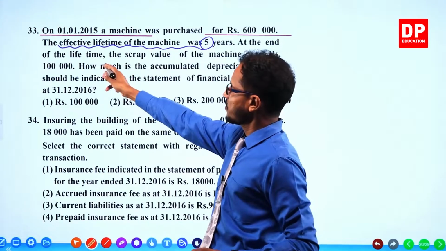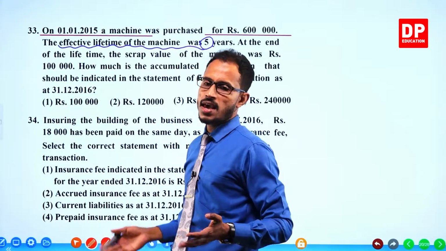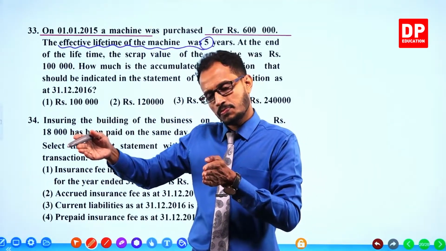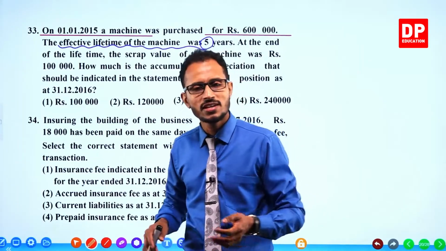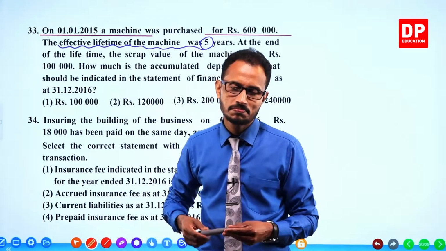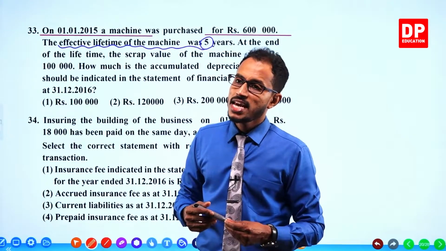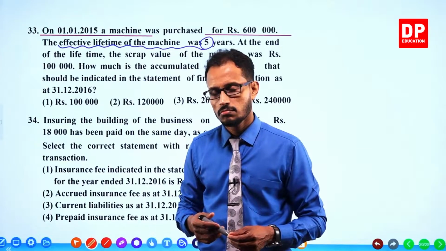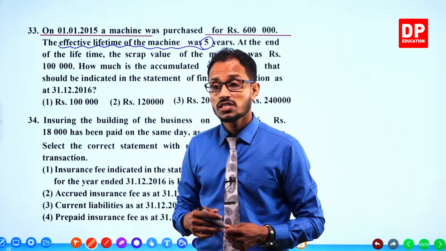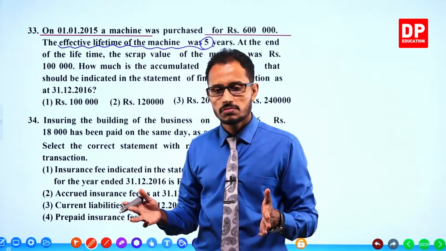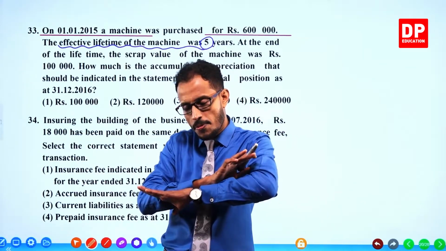At the end of the lifetime, scrap value of the machine was 100,000. At the end of the 5 years, the machine will be rusted and busted. In simple terms, the machine will not be able to produce anymore. The maximum number of items which the machine can produce has been produced. So the machine is now useless.